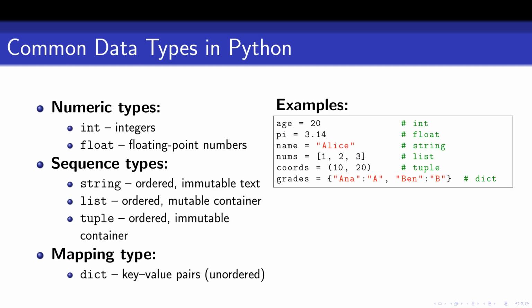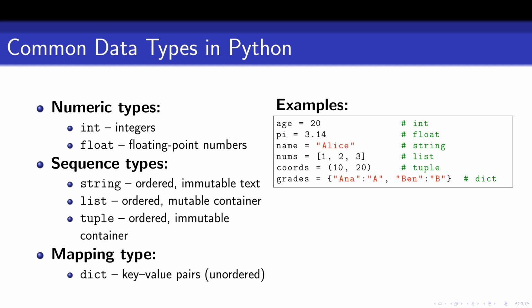Python has a number of core data types that programmers use frequently, and it's important to understand the categories they fall into. Numeric types include int for integers and float for decimal numbers, both of which support arithmetic operations like addition and multiplication. Sequence types include strings, lists, and tuples. Strings are ordered sequences of characters and immutable, while lists are ordered and mutable, allowing changes, and tuples are ordered but immutable, preserving data consistency.